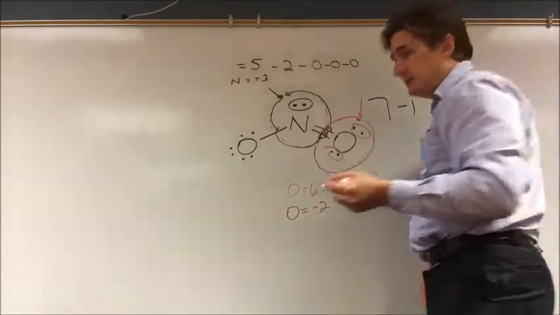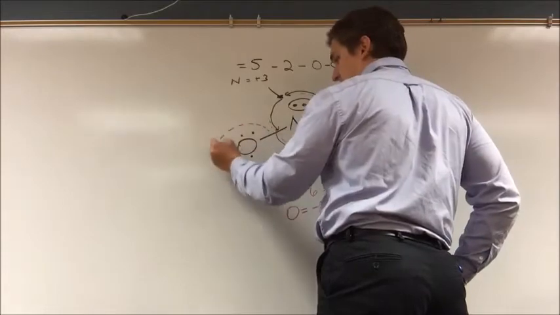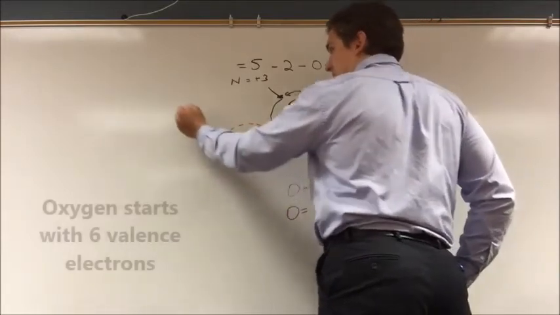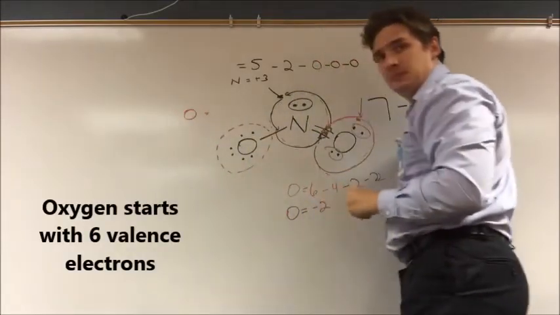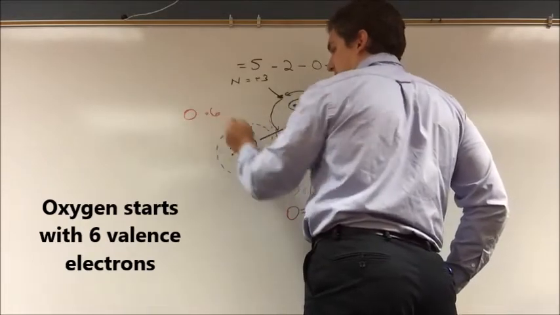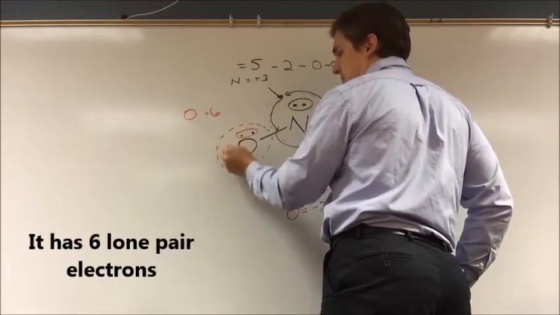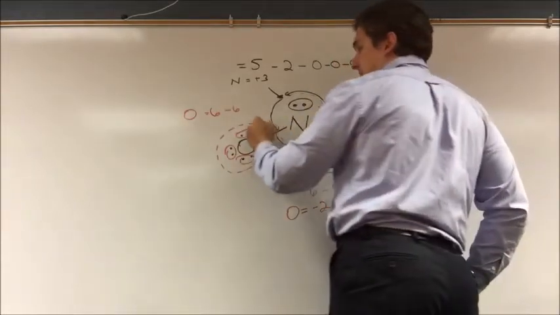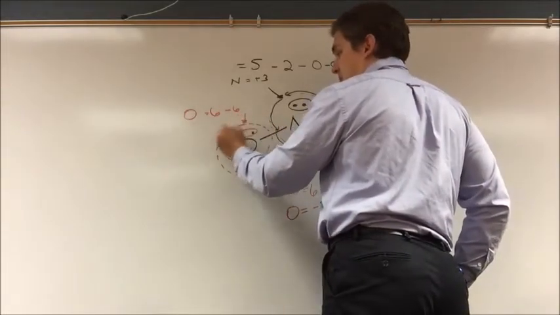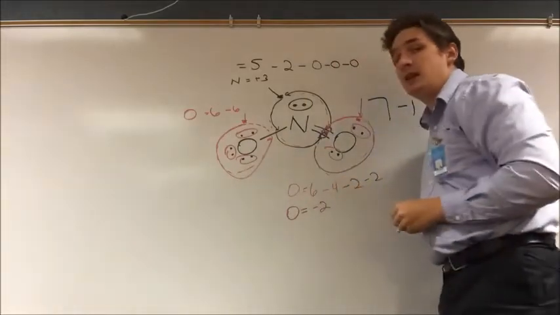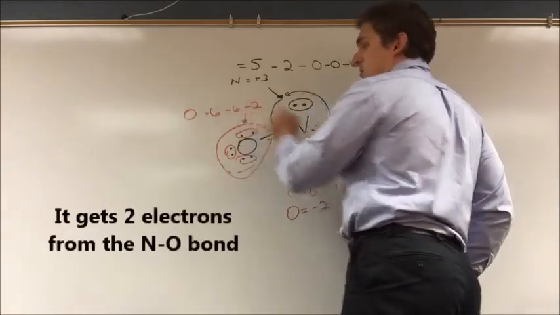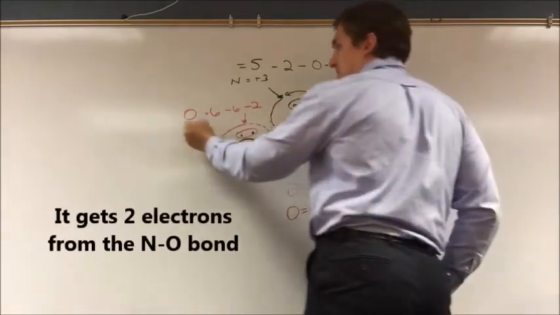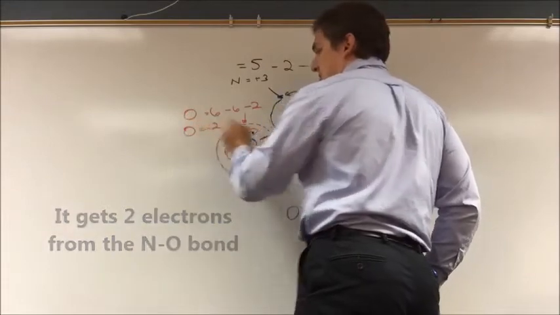What about this other oxygen? Again, we draw our circle. We have oxygen. It starts out with 6 electrons. We now have 2, 4, 6 electrons in terms of lone pairs. As we draw an arbitrary starting point and work our way around, we only have 1 nitrogen-oxygen bond. Oxygen is more electronegative, so we're going to subtract 2. We get oxygen again as a minus 2 oxidation state.